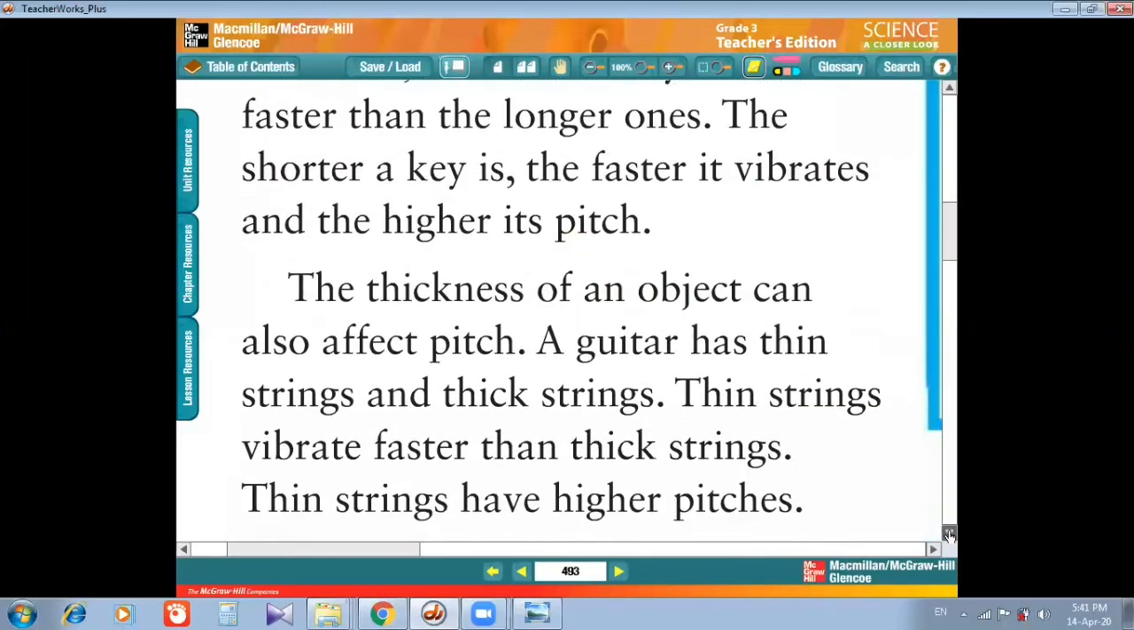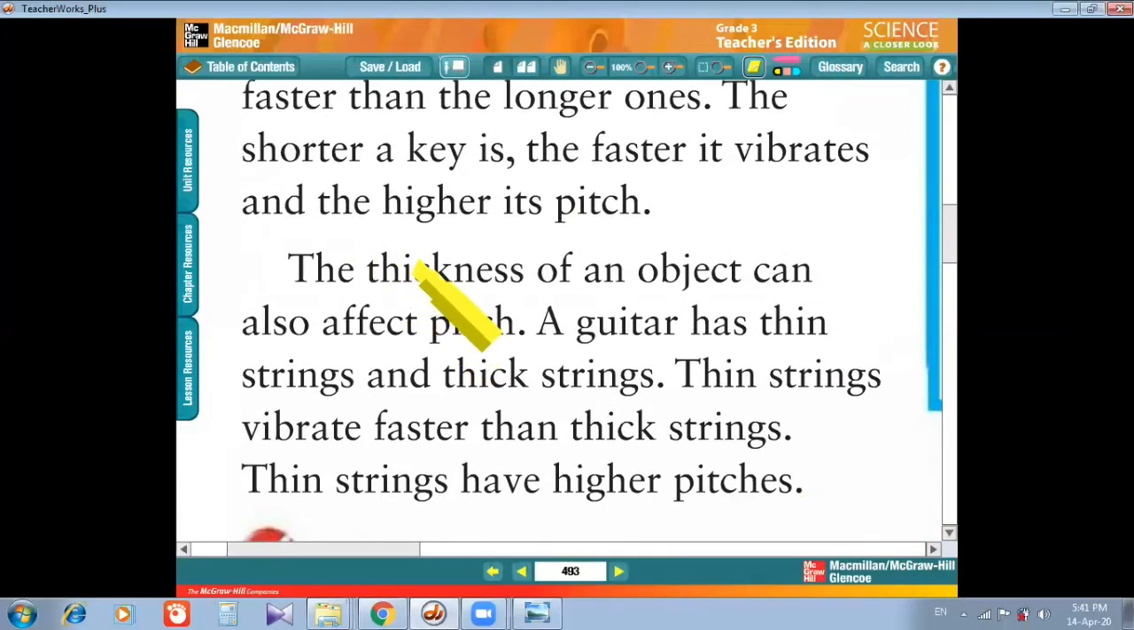The other thing that affects the pitch is thickness. The thickness of an object can also affect the pitch. A guitar has thin strings and thick strings. Thin strings vibrate faster than thick strings. Thin strings have higher pitches. Now in a guitar, there are thick strings also and thin strings also. The thin strings vibrate very quickly, so they have high pitches. The thick strings vibrate slowly, so they have low pitches.